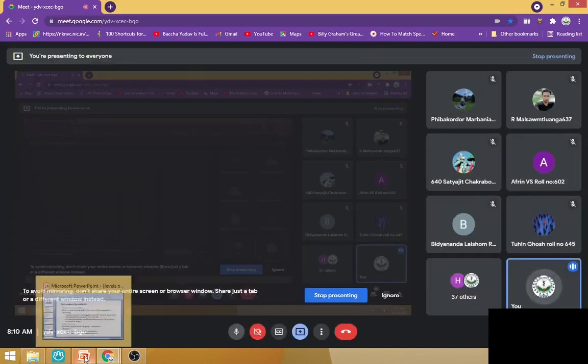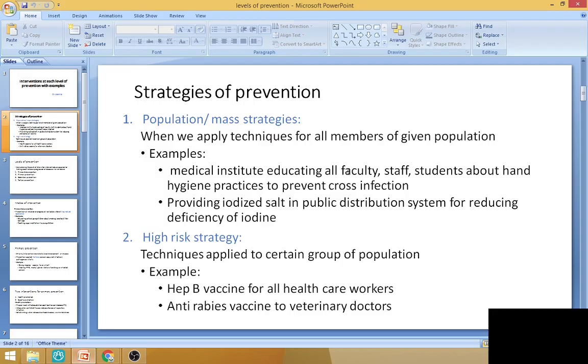Okay, so now let's start with the strategies of prevention. Strategies means the activities, the planning which we are going to take in prevention. There are two major kinds of strategies: one is population strategy and another one is high risk strategy. Under population strategy, when we apply a particular technique or activity for prevention, it is applied to the whole of the given population, irrespective of any other depending factors.